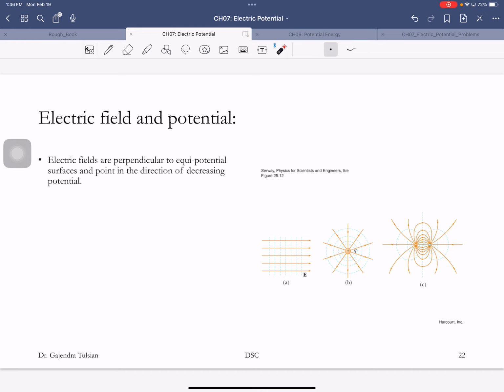Okay, so we are restating this. These blue lines are equipotential surfaces. Electric fields are perpendicular to equipotential surfaces, and they point in the direction of decreasing potential. Okay? So around a point charge, equipotential surfaces are spheres, and the potential is decreasing in this direction. Here it's showing you equipotential surfaces around a dipole.